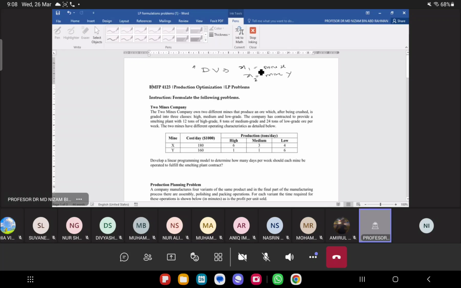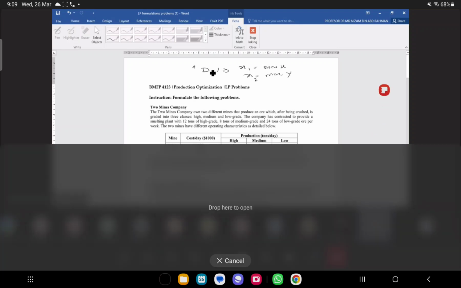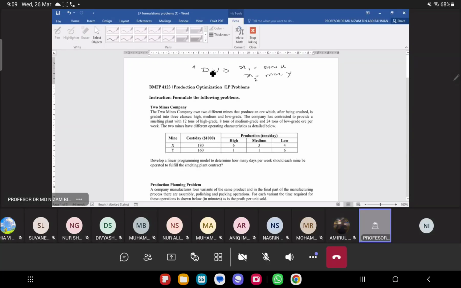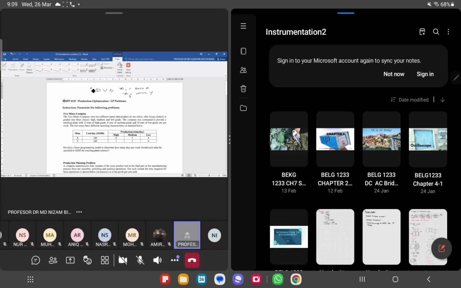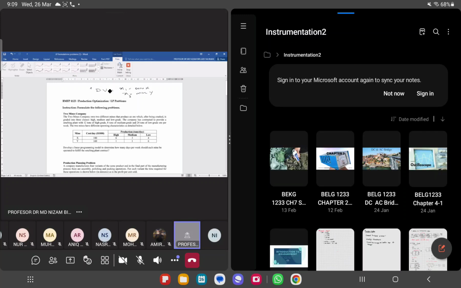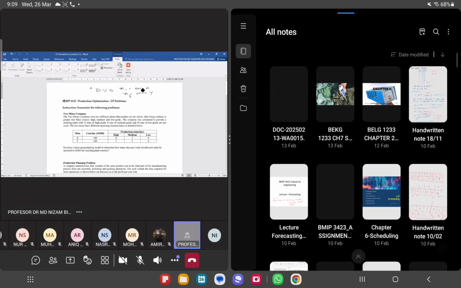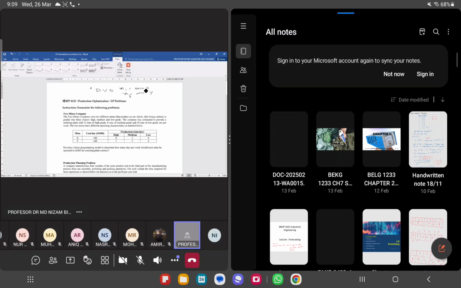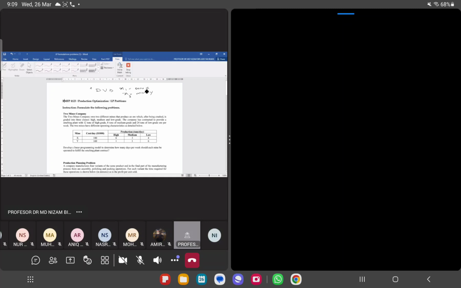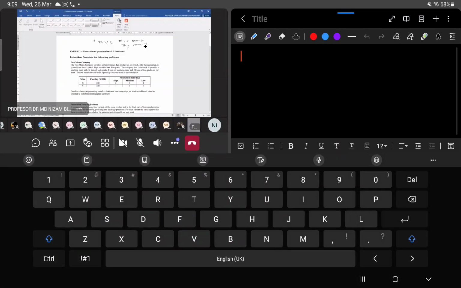Just now you said that x1 is mine X, x2 is mine Y. But what does it mean? In the examples that we did just now, the electronic shredder, x1 is the number of Walkman you make, x2 is the number of watch TV you make. So for this particular case, x1 is equal to mine X. But what does it mean, mine X? The name of the product?